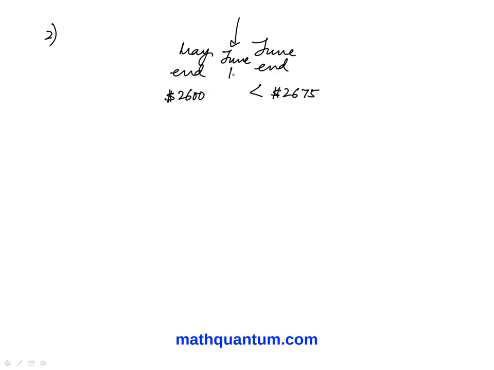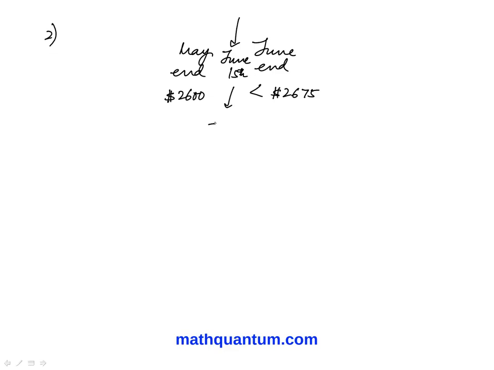And here we're told that the balance at the end of June was less than $2,675. And we know that the balance on May end is $2,600. And we basically have some transaction that happened on June 15th. Again, we have two options.